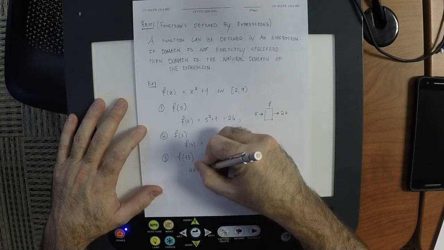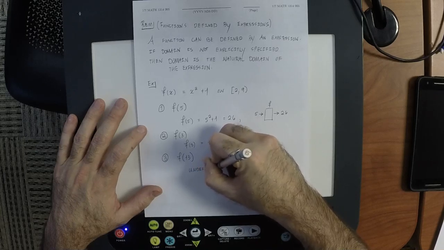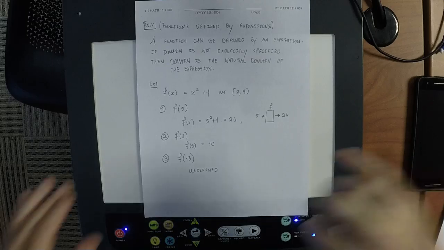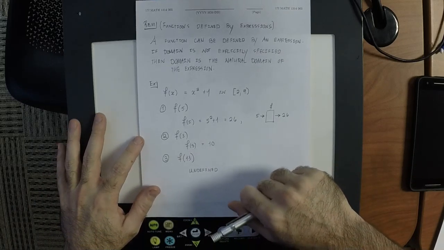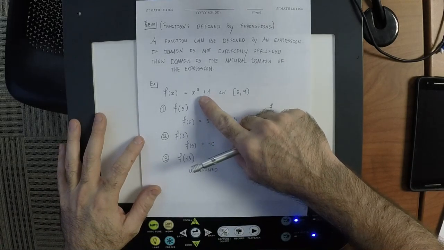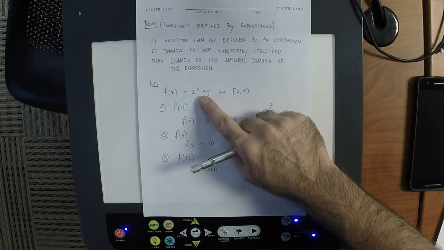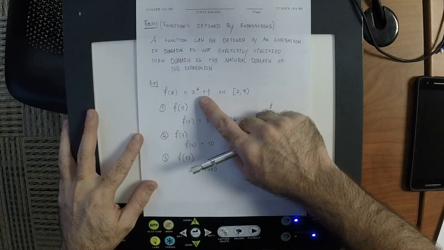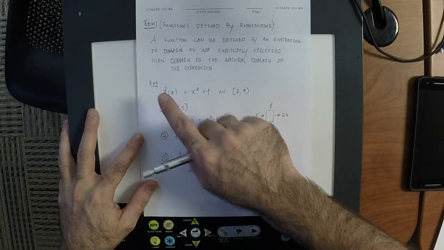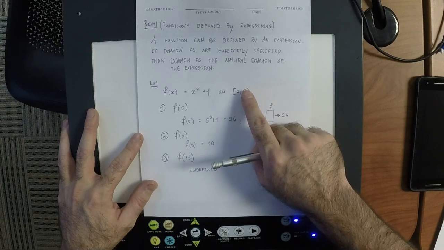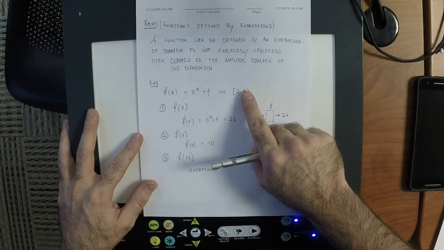Now, some students get a little bit weirded out here when they say, no, I'm pretty sure I really can plug in 13 into x squared plus 1. I don't dispute that. But the thing is that we've said that this function is defined by that expression only on this set. This is the domain.